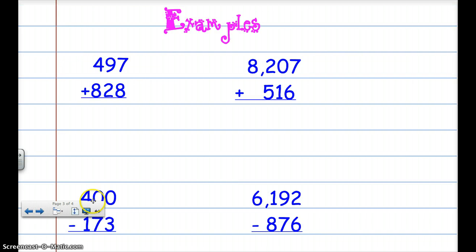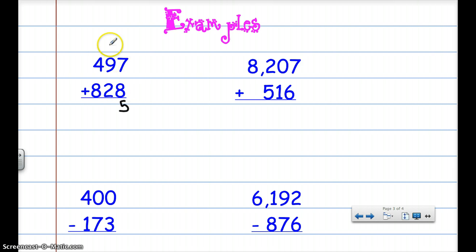Let's go over some examples of how to add and how to subtract. So first, I have 497 plus 828. So I'm always going to start in the ones place. And I'm going to go, what is 7 plus 8? Well, I know 8 plus 8 is a double, and that's 16. If I take 1 away, that's 15. So 7 plus 8 is 15, and then I'm going to carry the 1.